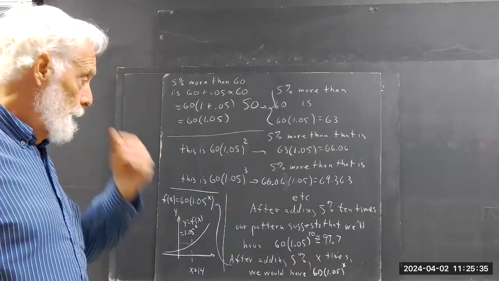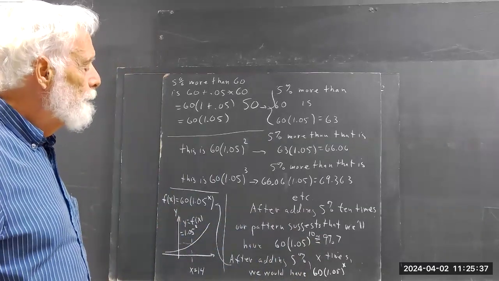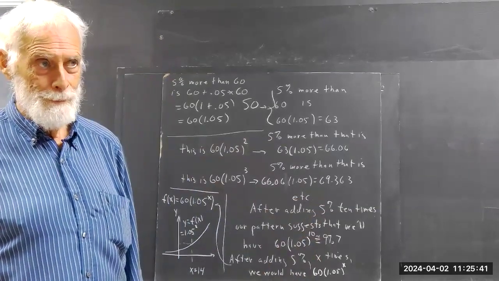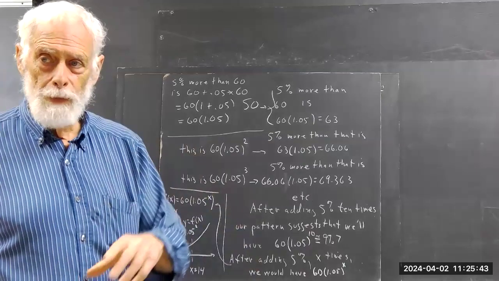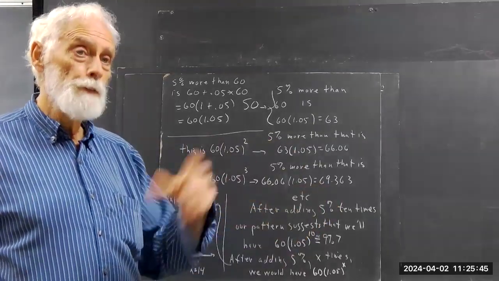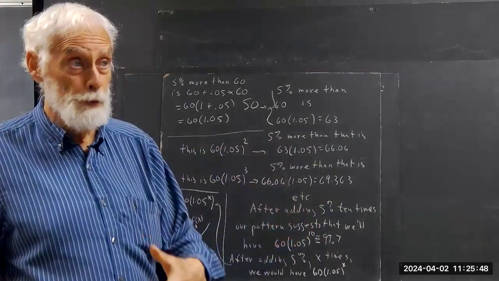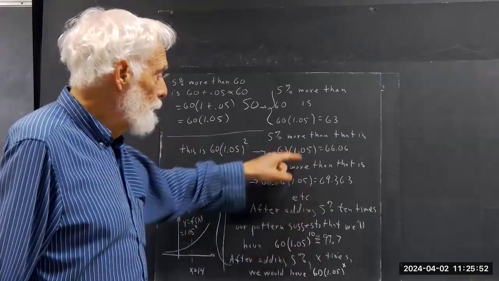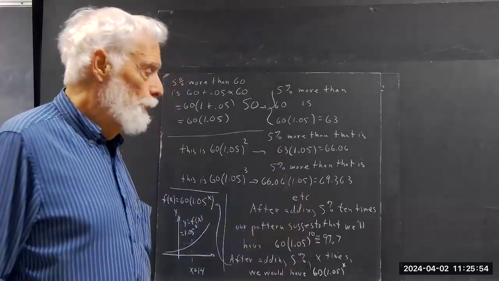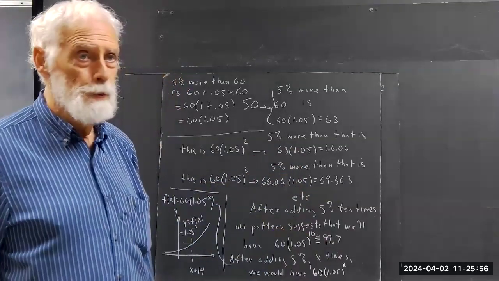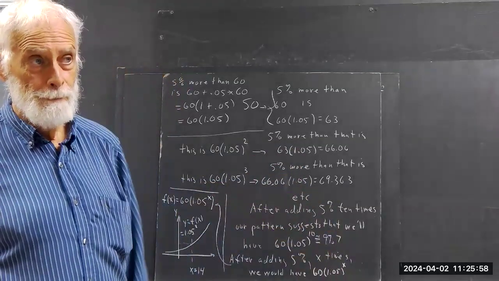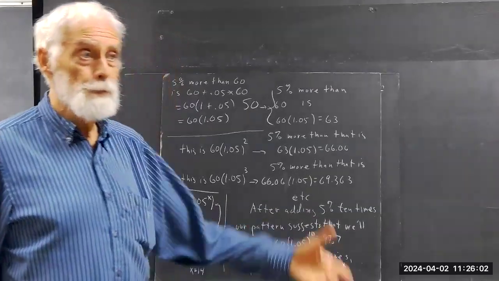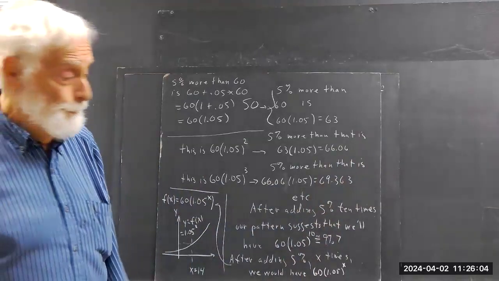Okay. If you just multiply 5% by 10, you'd get 50%. And if you did 50% more than 60, well, 50% of 60 is half of 60, that's 30. That's only 90. By multiplying every time by the 1.05, we'll get 97.7 when we would have had 90. Okay? That's approaching 10% more than what we would have had.